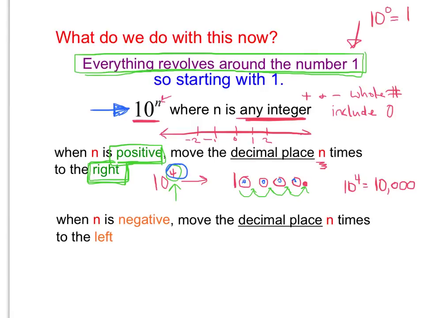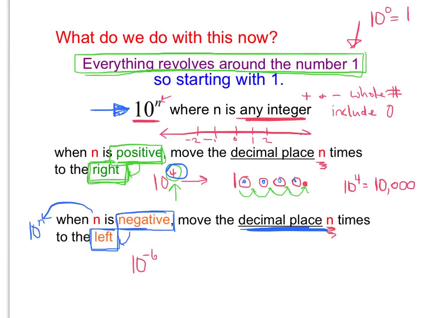And in a similar fashion, when n is negative, when that exponent is negative, so 10 to the n, when that n is negative, move the decimal place n times, but in this case we're moving it to the left. So negative is to the left and positive is to the right. So what does this one look like? If I gave you the example 10 to the power of negative 6.